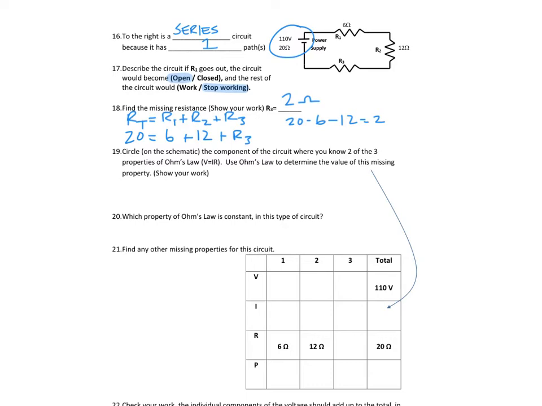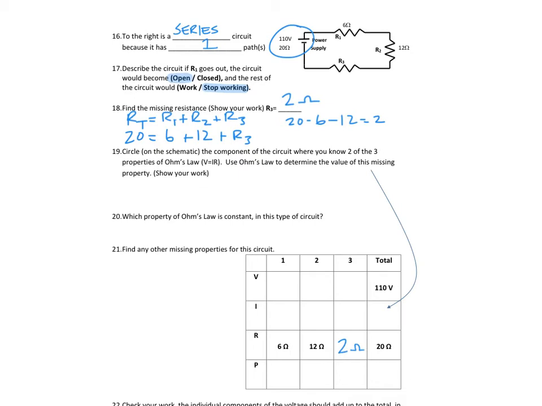Okay? So down here in my data table, I have all the information from this circuit up here. It's all transferred down here already, where we have our total voltage, our total resistance, the resistance in R1, R2, and I can fill in R3 because I just calculated it here in number 18. So let me do that for you real quickly. 2 ohms is going to go right here.